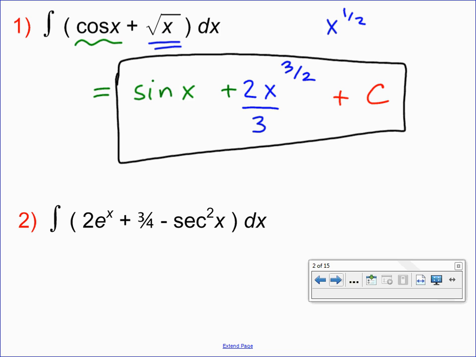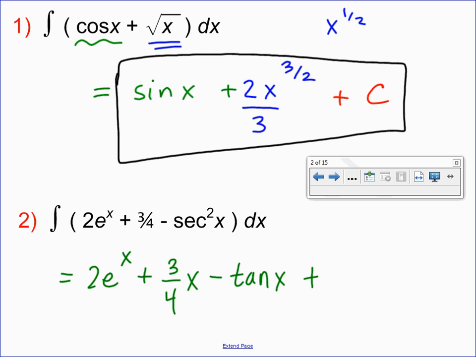So what did you get for number 2, Allie? 2e to the x plus 3/4 x plus negative tangent x plus c. Nice job with the signs here, Allie. So we've got 2e to the x, that constant multiplier sticks around, and then e to the x differentiates to itself, so too must it integrate to itself. Integrating 3/4 with respect to x gets us back to 3/4 x, and then tangent differentiates to secant squared. Therefore, negative tangent of x must differentiate to negative secant squared. Nice job with signs. Don't neglect to include your constant of integration.